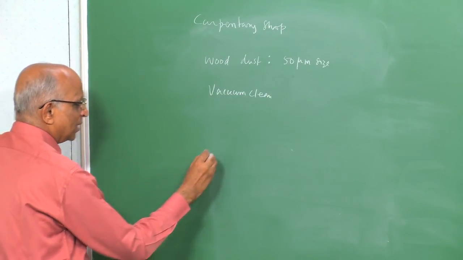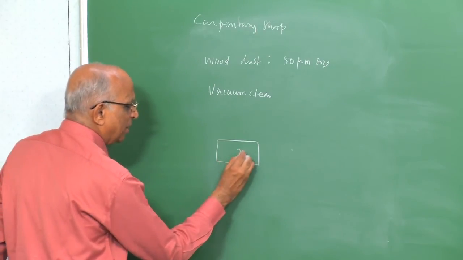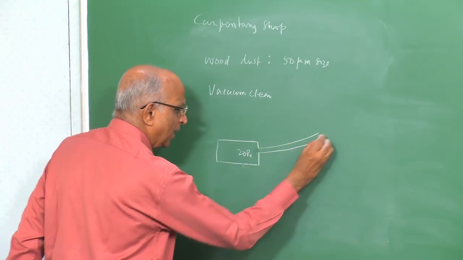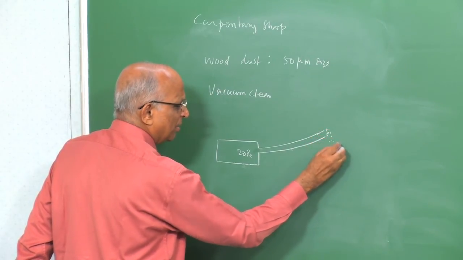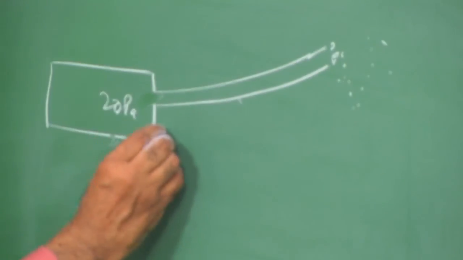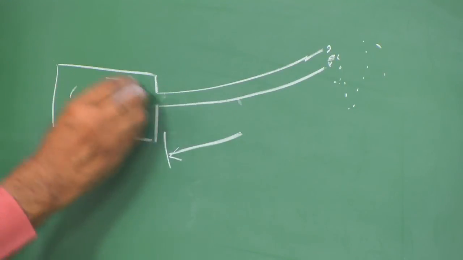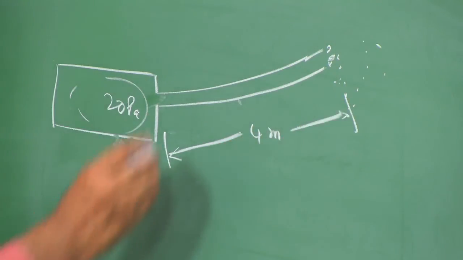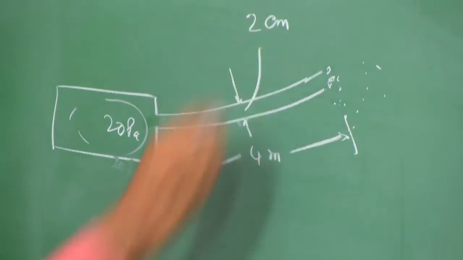And this vacuum cleaner consists of, let's say, a motor which generates a vacuum pressure of, let's say, 20 Pascal. And what does the vacuum cleaner do? I have a long hose. And this hose picks up the dust particles which are smeared all over the floor of this particular carpentry shop. Let us presume that the length of this hose which collects the dust particles and gets into the bag of the vacuum cleaner is something like 4 meters long. Let the diameter of this hose be something like 2 centimeters.